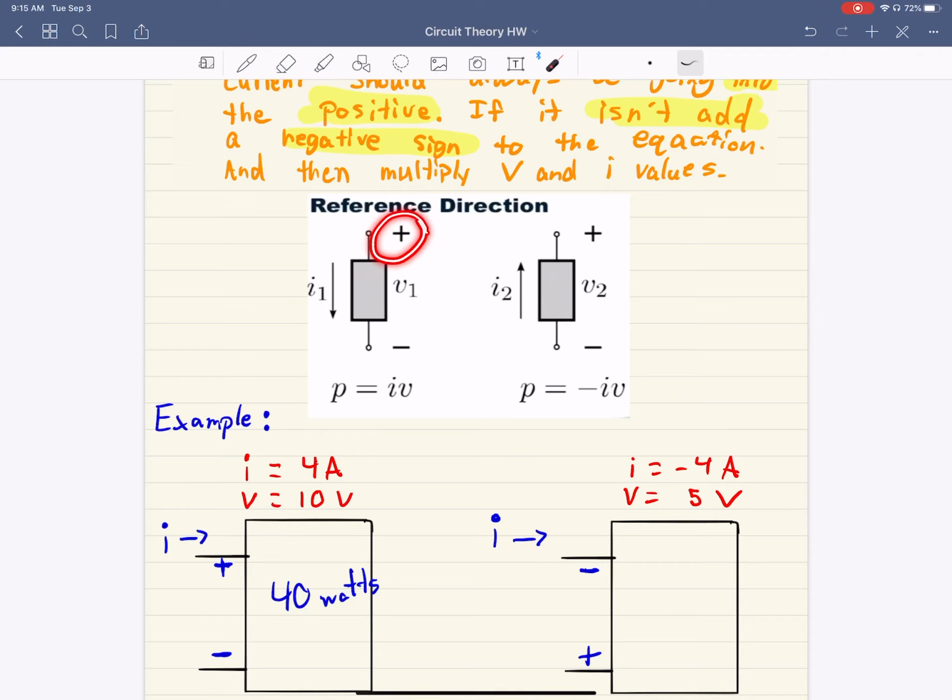So you have your positive terminal here, and you have your current, which is going in this direction, which is correct because that is going into the positive terminal. So this is good over here. This one over here, though, we're going into the negative terminal. So that's incorrect, but as you can see, they added a negative sign, which is right.